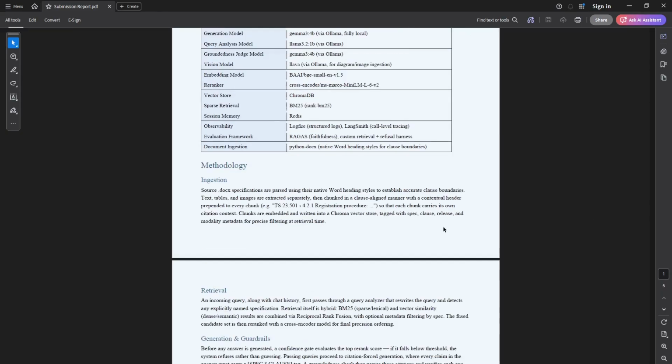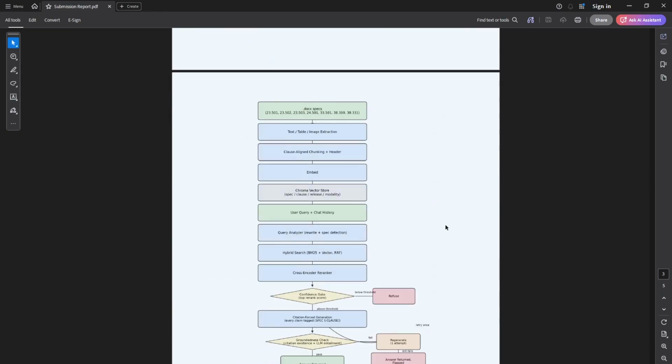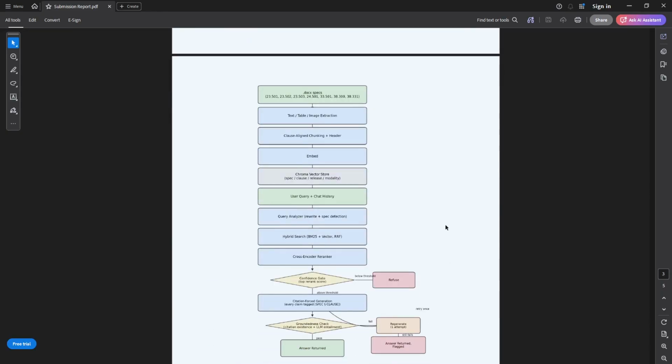Now let us talk about the architecture itself. So architecturally, there are three stages. First is the ingestion. So the raw spec documents are parsed using their native heading structure, so clause boundaries stay accurate, and they are chunked with a contextual header on every chunk and embedded into the vector store tagged by their specific clause and modality.